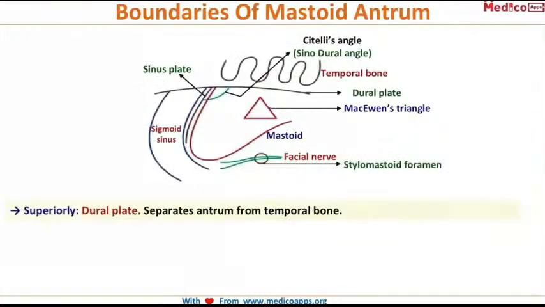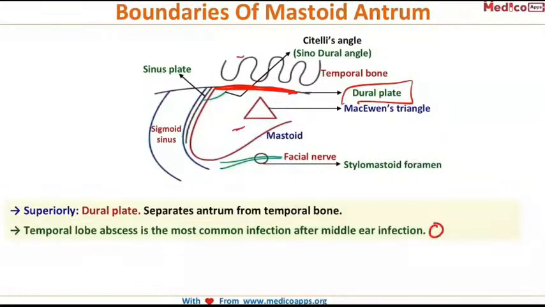Now let's look at the boundaries of mastoid antrum. As you can see, superiorly it is formed by the dural plate. Okay, it separates the antrum from the temporal bone. An important exam point over here, the temporal lobe abscess is the most common infection after middle ear infection. Okay, so temporal lobe abscess, please remember, is one of the most common ear infections.